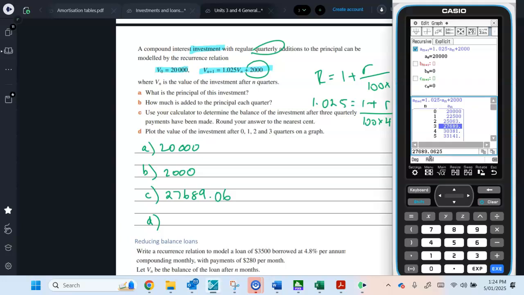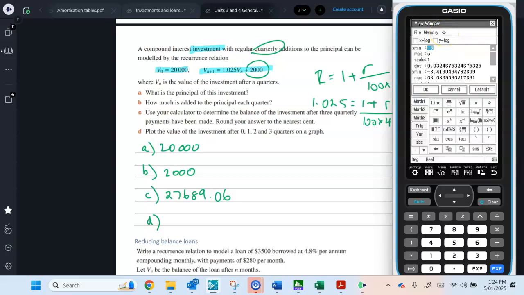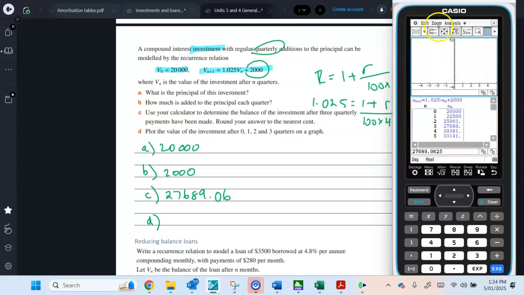All right, and then D, plot it. Now, you should be able to plot this from your calculator. Is it going to work for me? No, so I can see my y-axis only goes up to 52, so I need to actually change my window. Actually, let's just go zoom quick and maybe, is it going to work? No. I always just change the window manually.